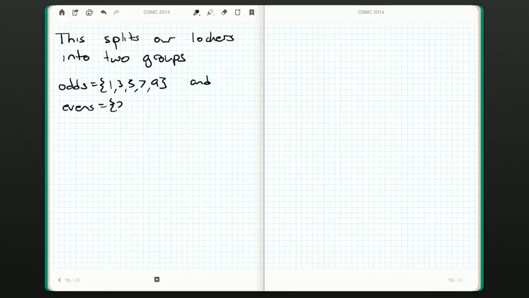So we get 2 groups here. 2 groups of equal sizes. The odd lockers and the even lockers. Now, within the even lockers, no relationships. Nothing that we can do. So they could all be blue. Some of them could be red. Some of them could be green. But as soon as one odd locker is green, none of the evens can be green.